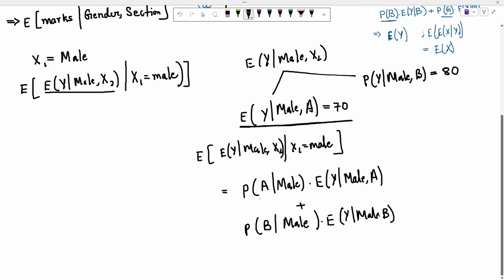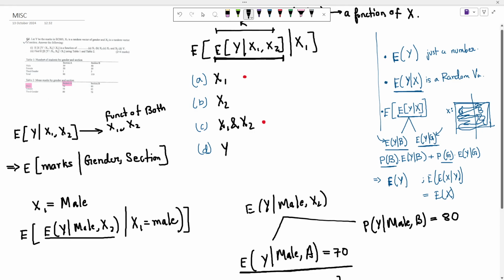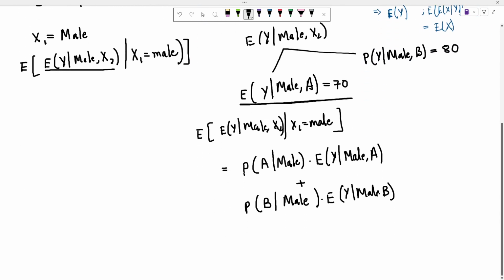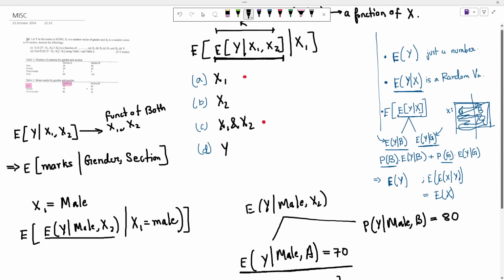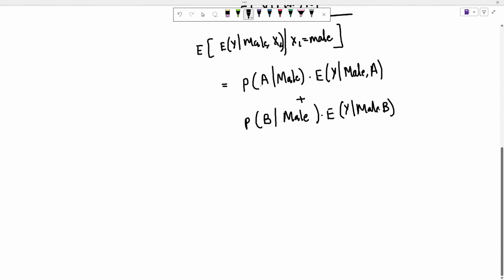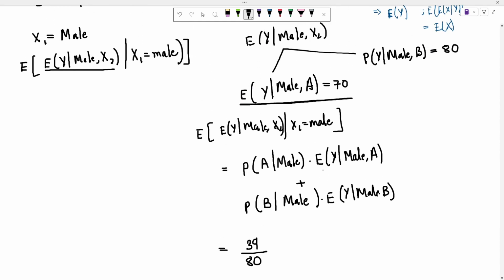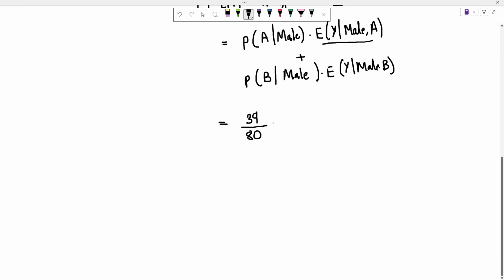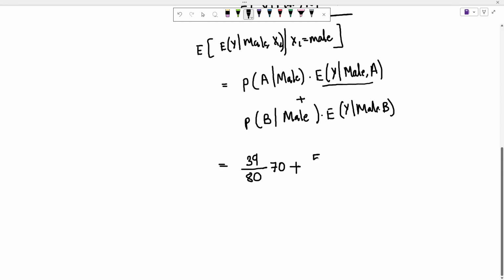So what is the probability? This is just number of favorable events by total events. Given it's a male, I'll just look at the males. So now we need to look at the first table where the number of students is given. What is the probability that I am picking a male from section A? Total number of males is 50 plus 39, which is 89. Total number of males in both section A and B is 89, out of which 39 are from section A. So the probability that I pick a male from section A is just 39 by 89, and this was 70, plus similarly 50 by 89, and this was 80.